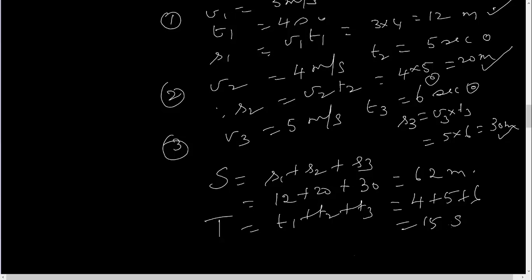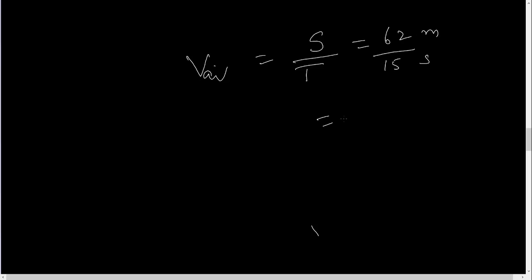So having got these two, S and T, V average will be calculated as S total by T total for the given problem, which is 62 meters by 15 seconds equal to 4 and 2 by 15 meter per second. That is how we calculate the average value.